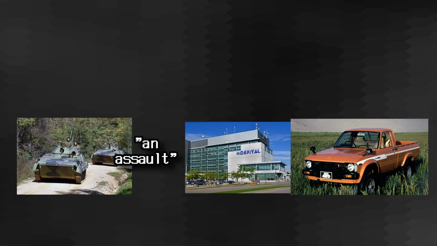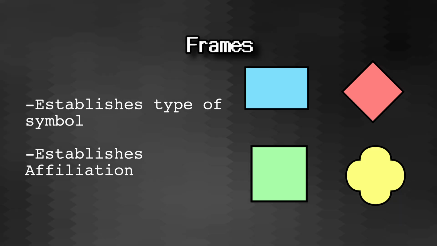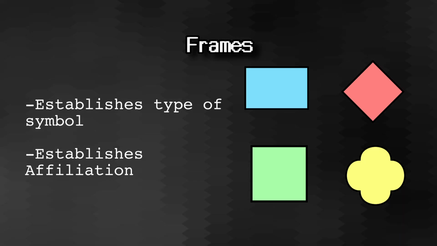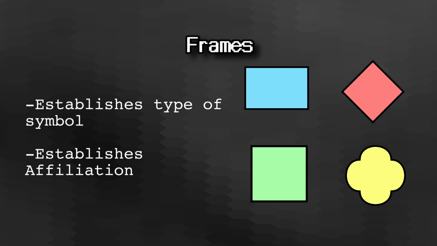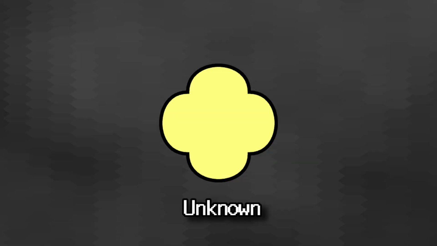So with NATO map symbology, we have four basic colors and their associated shapes for frame symbols. These are called frames, which establishes the affiliation of the unit or symbol. Here we have friendly forces as a blue rectangle, hostile forces as a red diamond, neutral as a green square, and unknown or pending as a yellow clover.